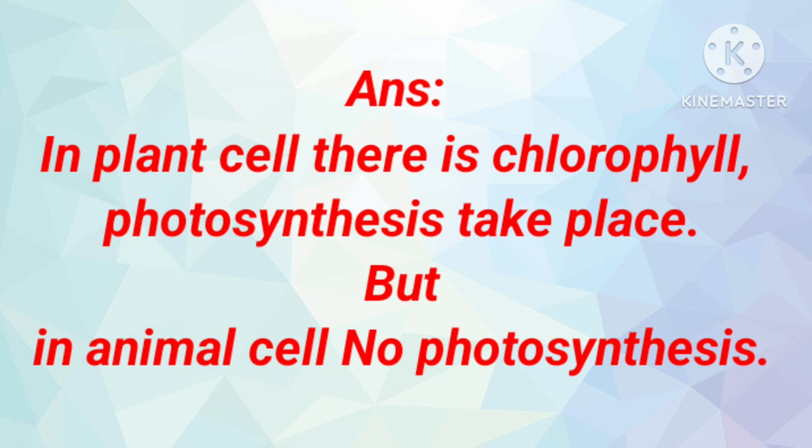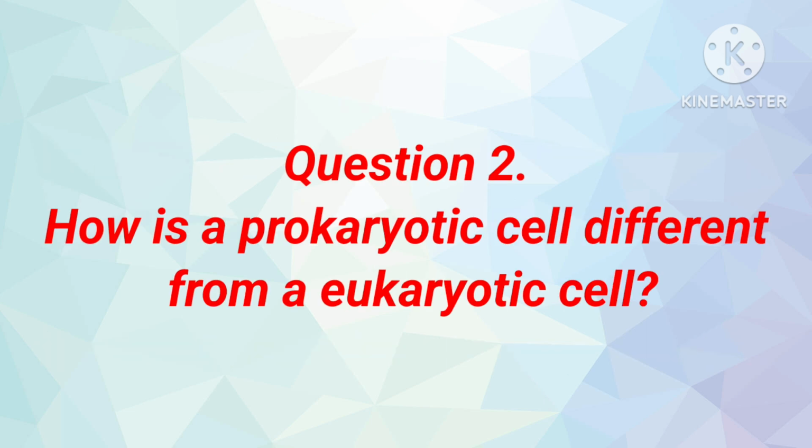In the plant cell there is chlorophyll, which is used for photosynthesis. But in the animal cell, there is no photosynthesis, so there is no chlorophyll. So that is one of the most important points. In the plant cell, chlorophyll is present, but in the animal cell, no. Why? Because photosynthesis takes place in plants.